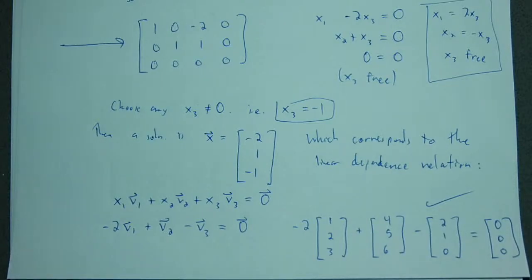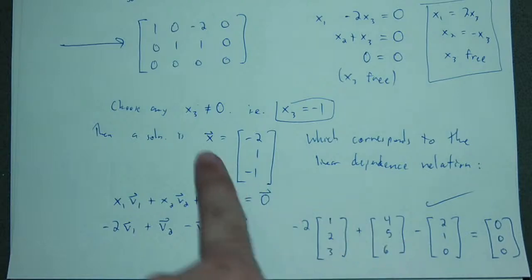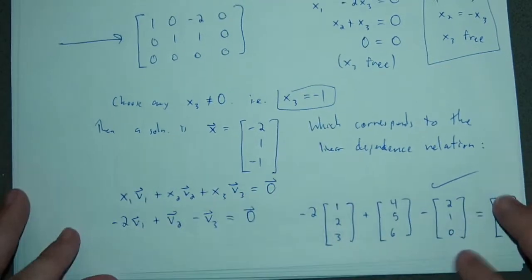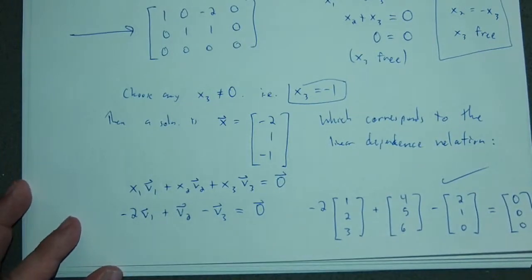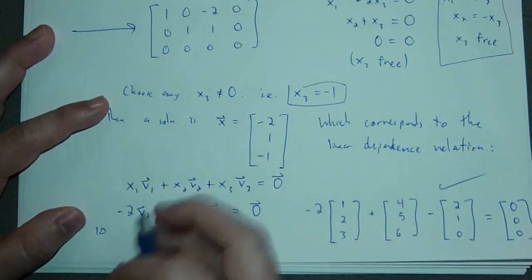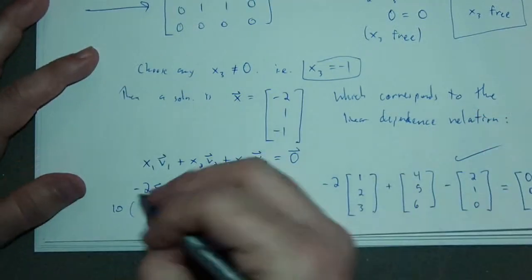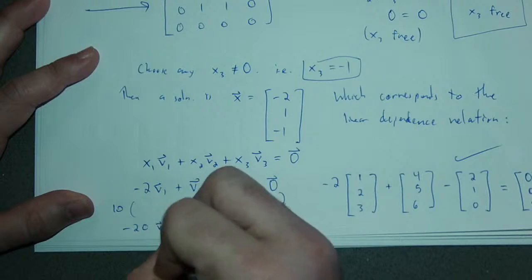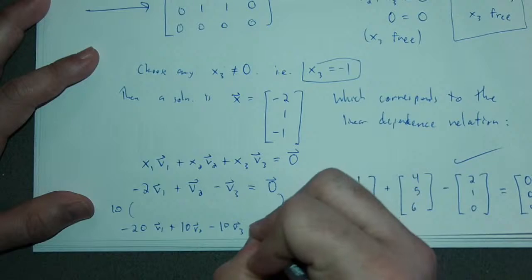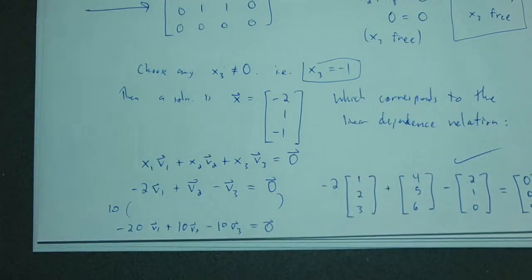All right. And of course I made this choice here. So before you ask, could I have chosen anything else here? Absolutely. So look at this linear dependence relation. Take it and multiply it by 10, right? So 10 times that whole thing. What do you get? Well, you get minus 20 v sub 1 plus 10 v sub 2 minus 10 v sub 3 is equal to 0, right? Is that a linear dependence relation for those? Absolutely, right? And that's 3 different weights there. So you could have scaled this.